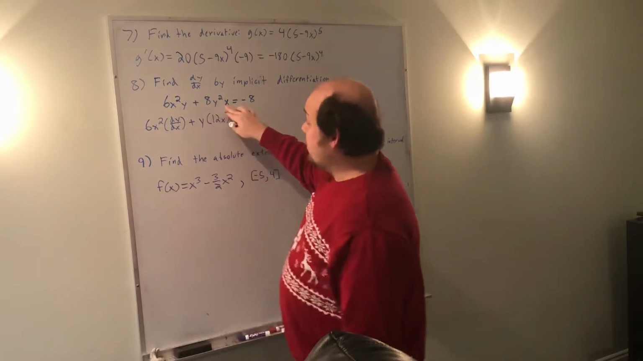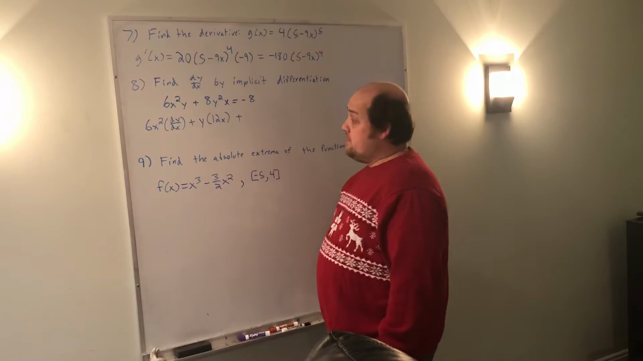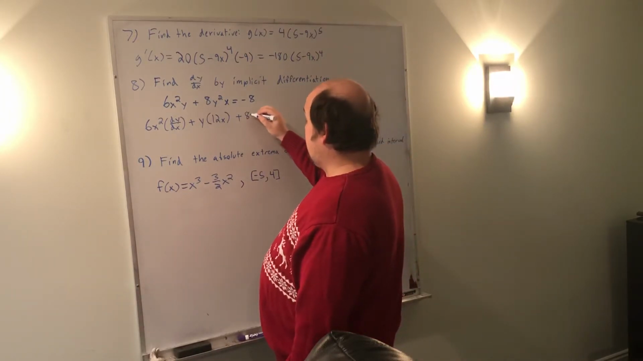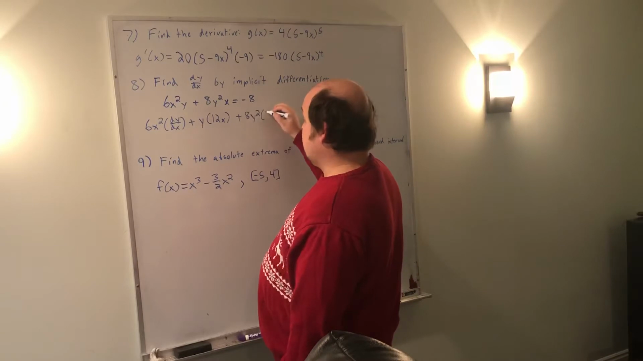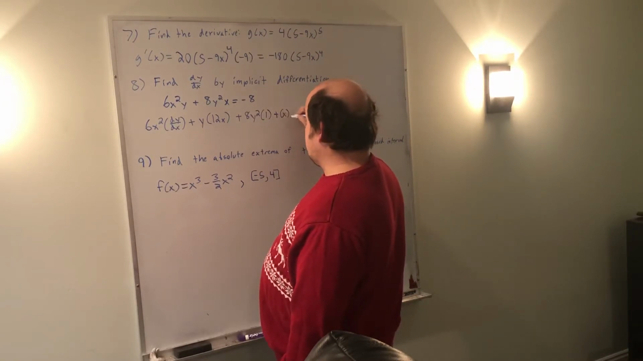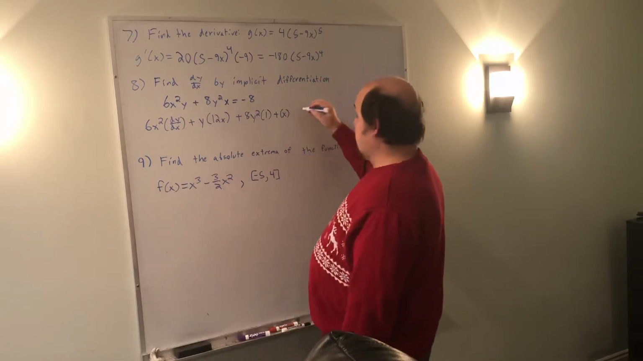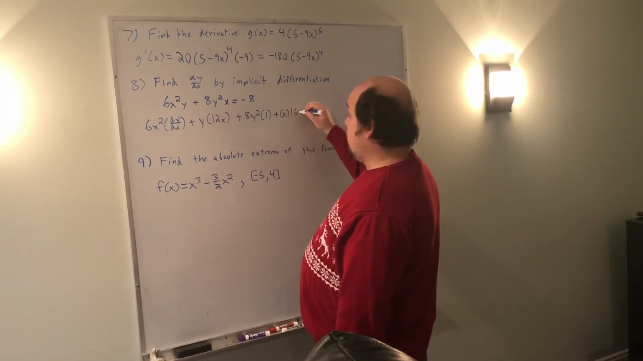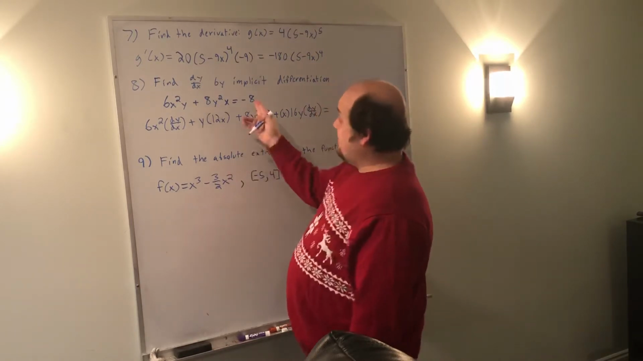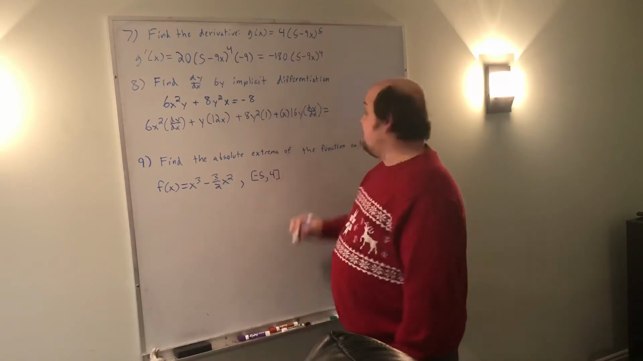Again, I run into a product rule when I see this 8y squared times x. So again, I have to do it as first, 8y squared, times the derivative of second, 1, plus second, x, times the derivative of first, 16y dy/dx. I'm now done with the left side. When I get to the right side, I take the derivative of negative 8.